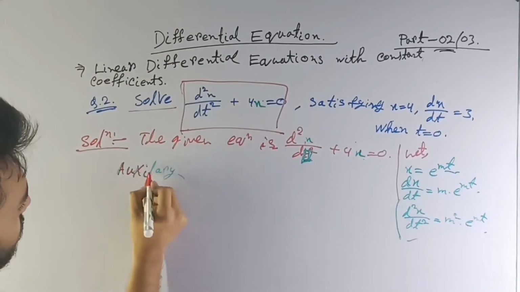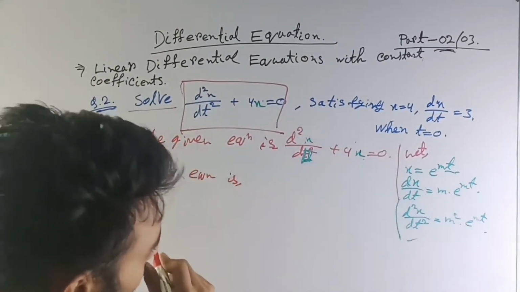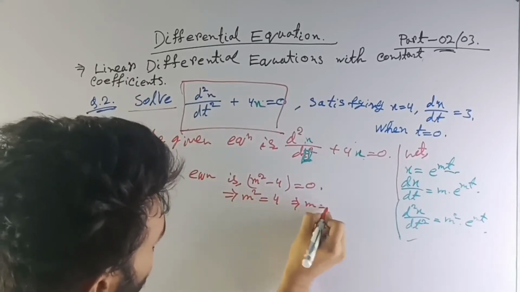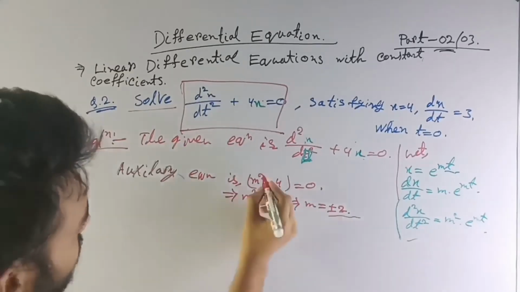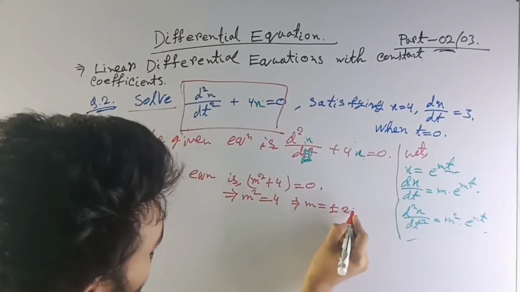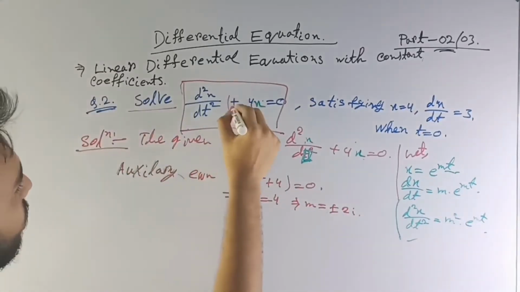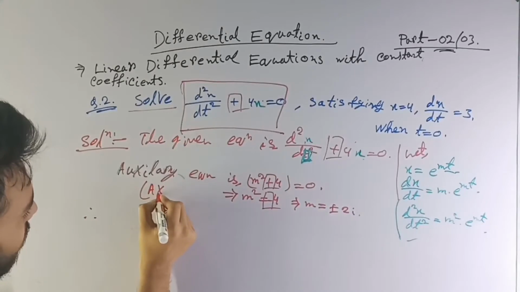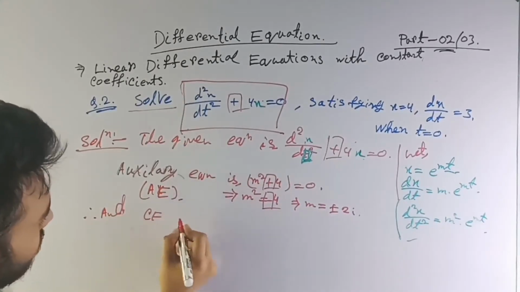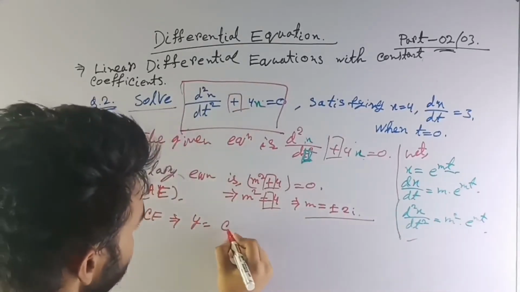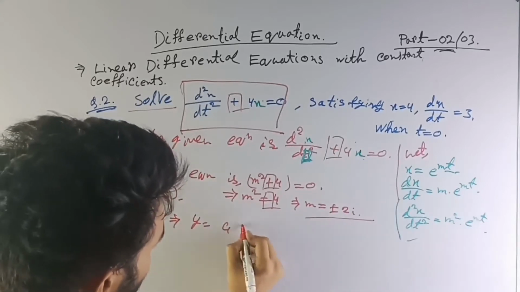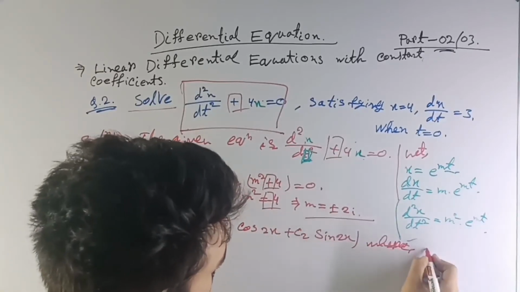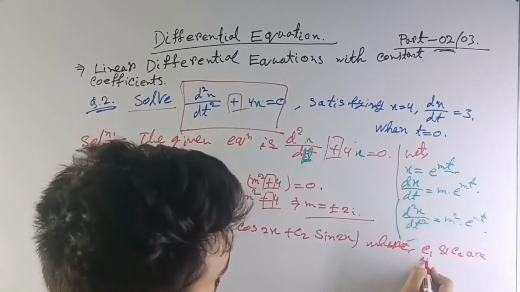So the auxiliary equation is m² + 4 = 0. So m² = -4, so m = ±2i. Therefore the auxiliary equation gives the complementary function, CF: y = c1 cos 2x + c2 sin 2x, where c1 and c2 are arbitrary constants.